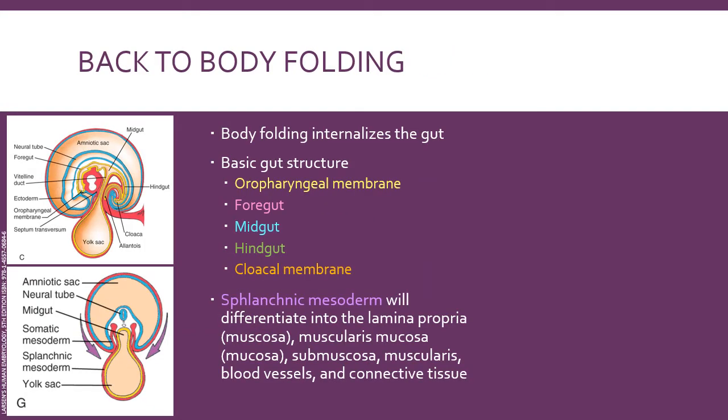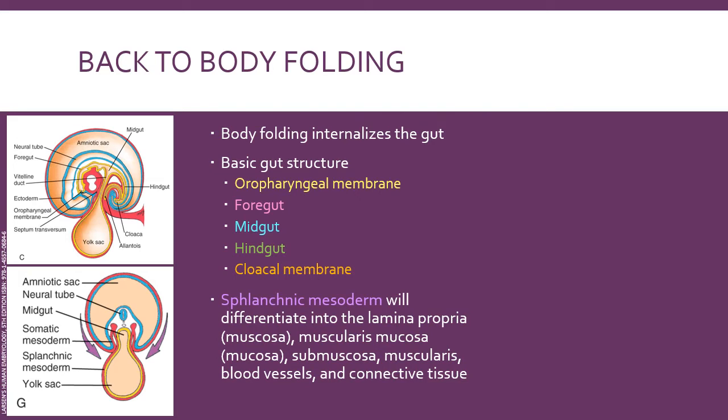Okay, so quick trip back to body folding. Just a reminder, in the picture here on the left, we're looking at an embryo that's in the stages of those primary body folds: cranial, caudal, and left and right lateral folds. It's the lateral folds converging on the connecting stalk that internalize the gut tube and actually produce the gut tube.